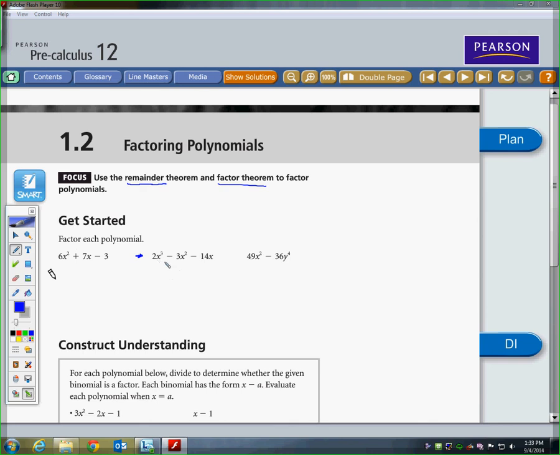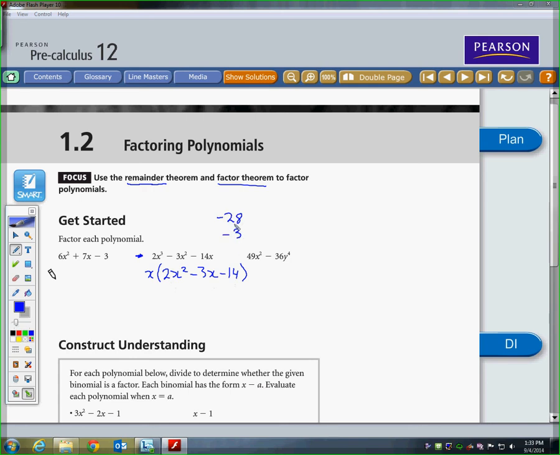Looking at this trinomial, there's a common factor to the three terms, so we'll factor this one just as a practice exercise. If we factor out an x, then we get 2x squared minus 3x minus 14. Now this is a little bit of work. We want to expand this middle term, and we're going to find two numbers whose product is minus 28 and whose sum is negative 3.